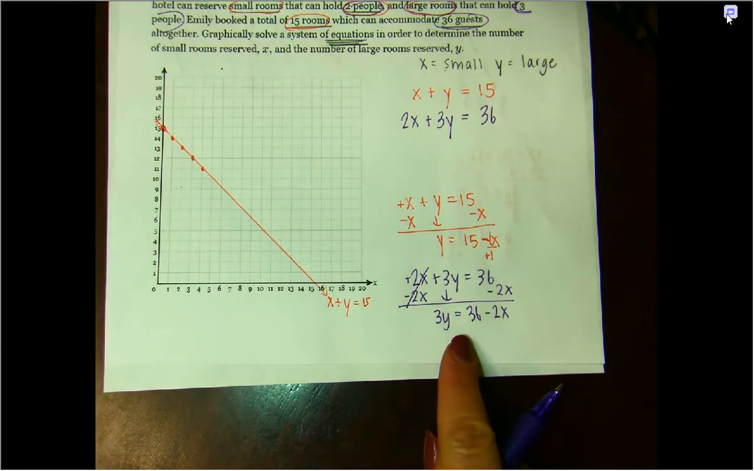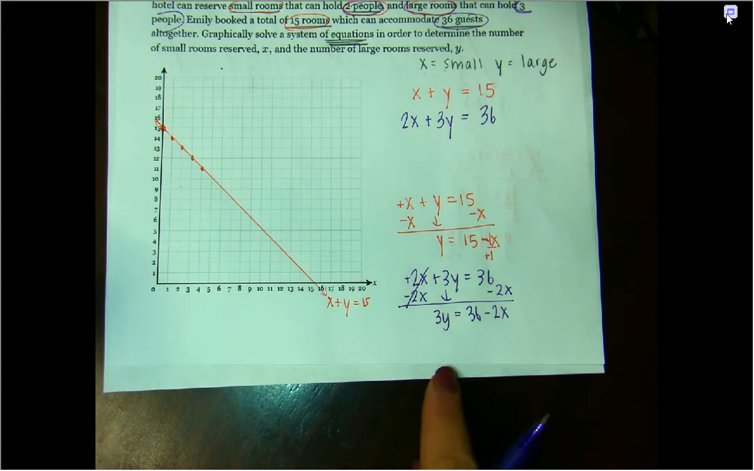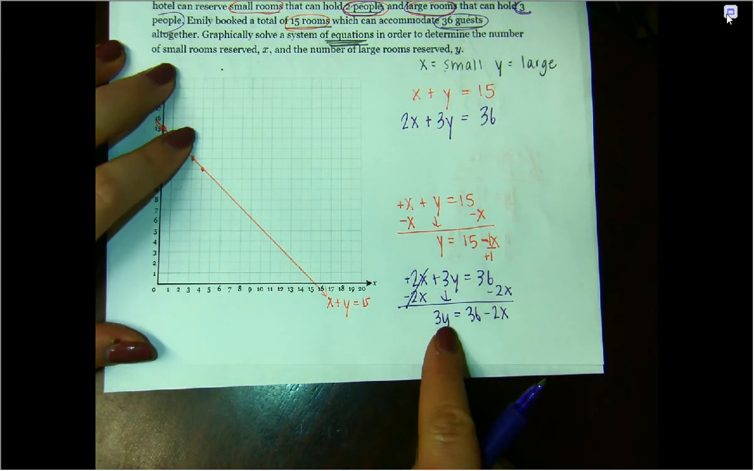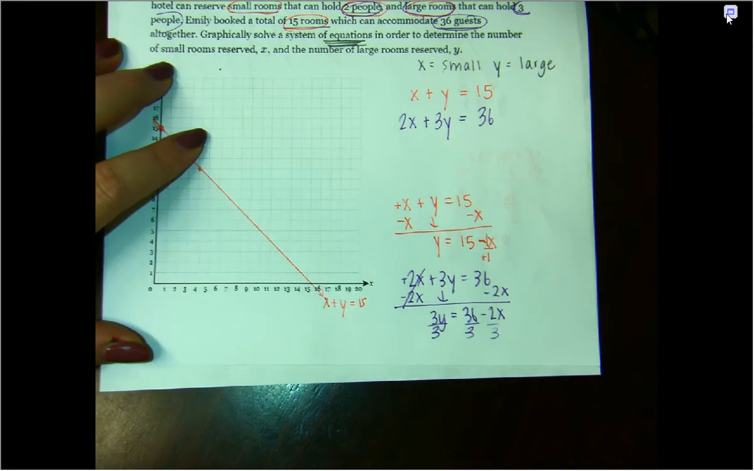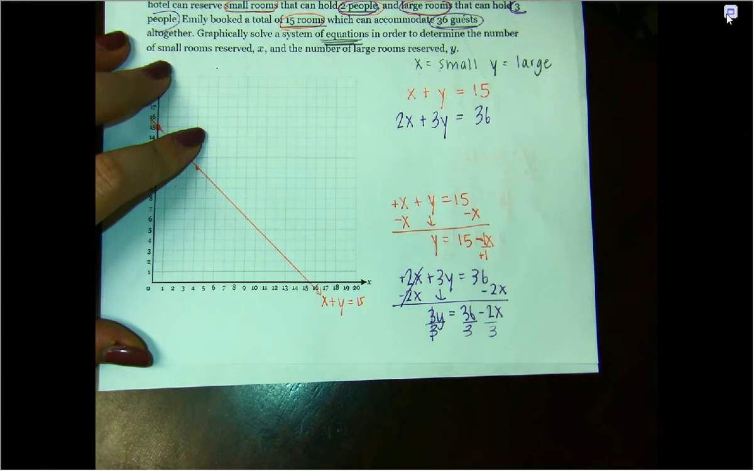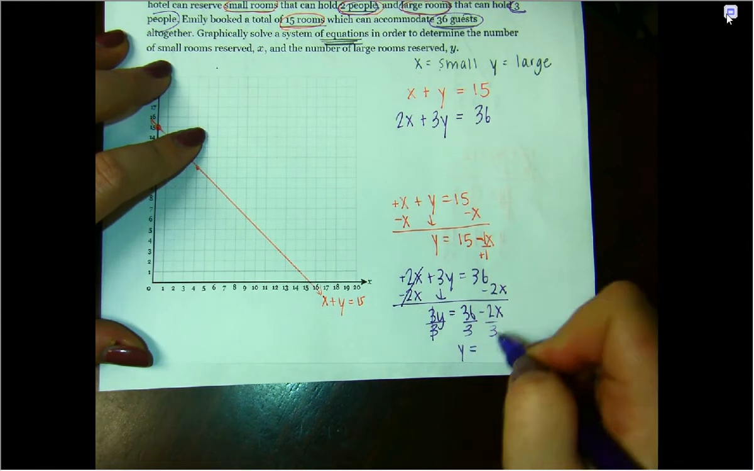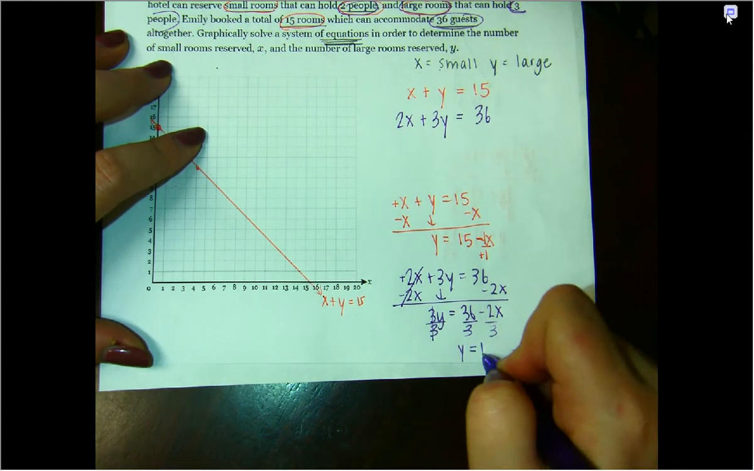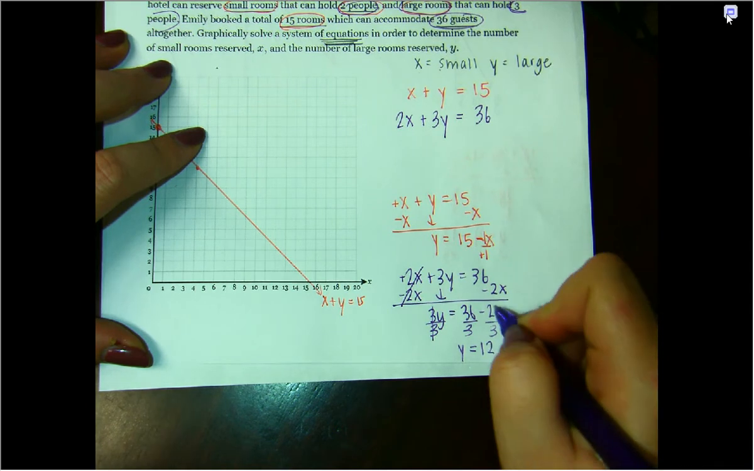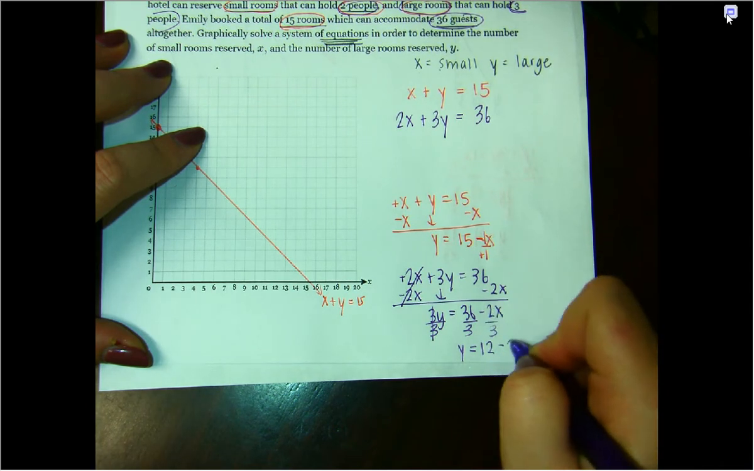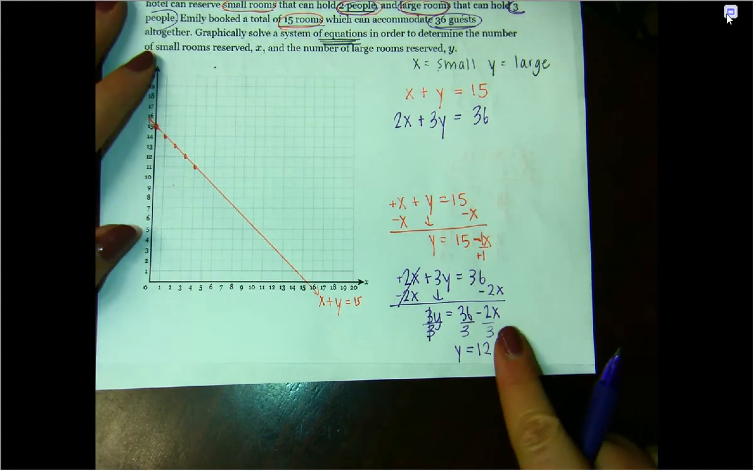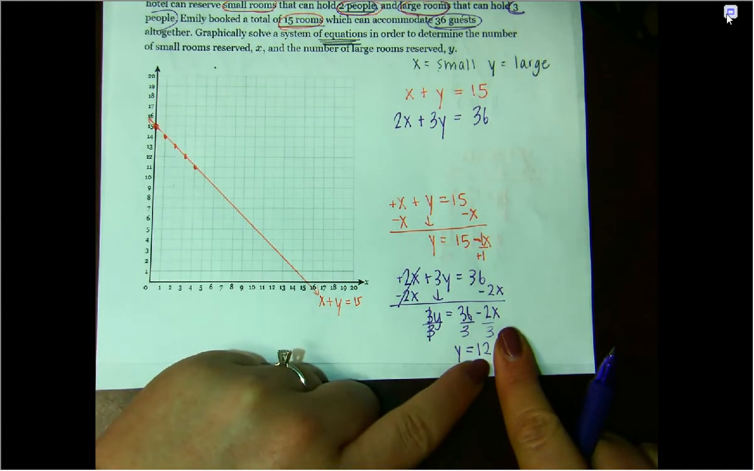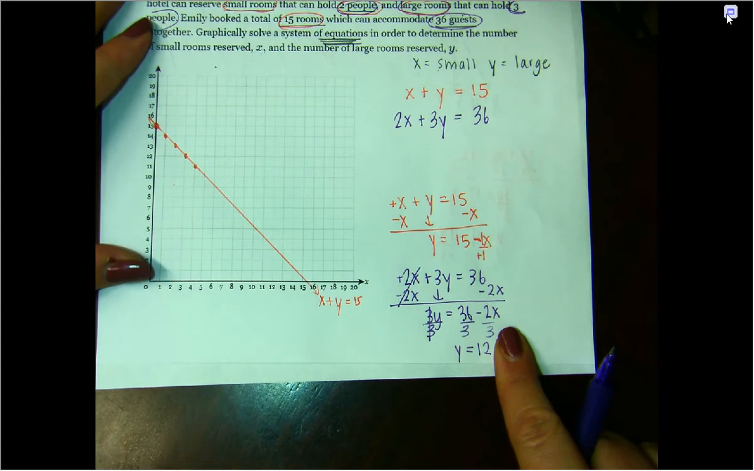Next thing I get to do is undo that 3. 3 is being multiplied by y. To undo multiplication, I divide. Alrighty. 3 divided by 3 is 1, so I'm just left with y. 36 divided by 3 is 12. And then over here, I can't simplify this down anymore, so I get 2/3 x. Okay. This is my slope. That means that this is my y-intercept. So it says start at y equals 12.